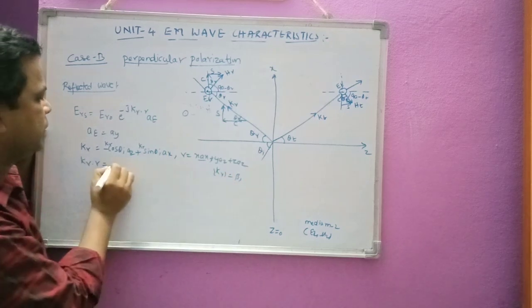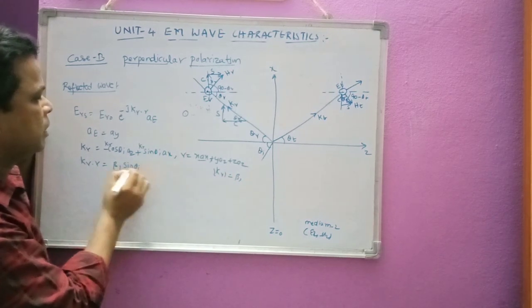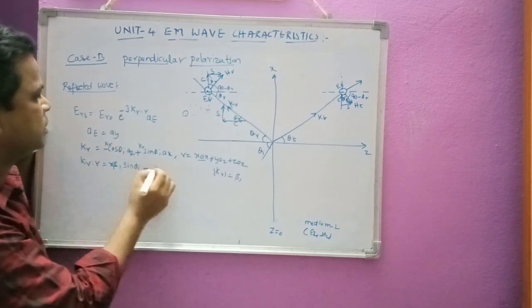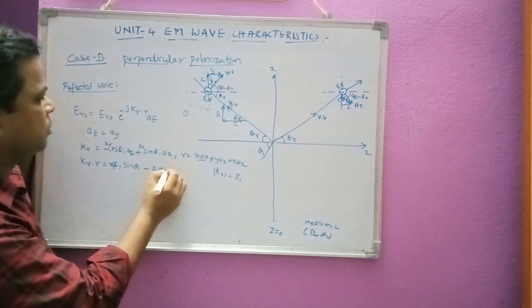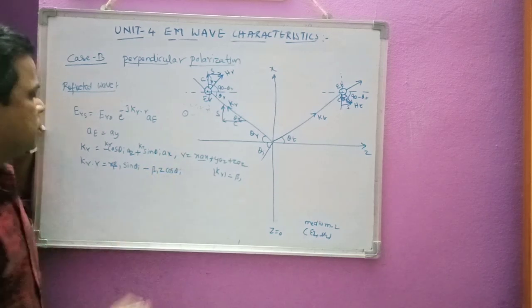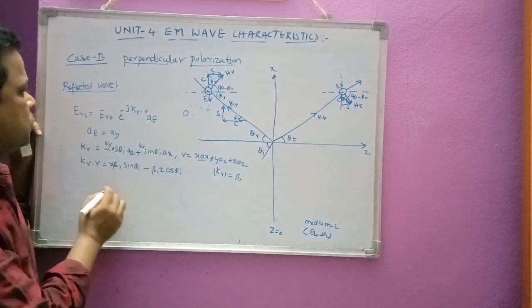Okay, now I can write here as beta 1 sin theta I x here. Next similarly minus kr means here beta 1 z cos theta I. Okay, so now we have got the kr dot r vector. Now I can substitute all the things here.